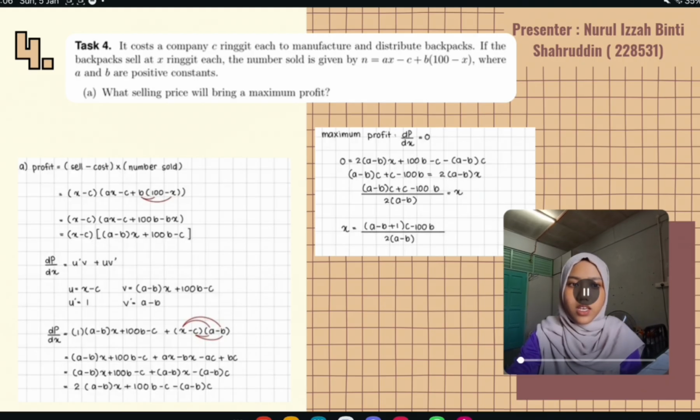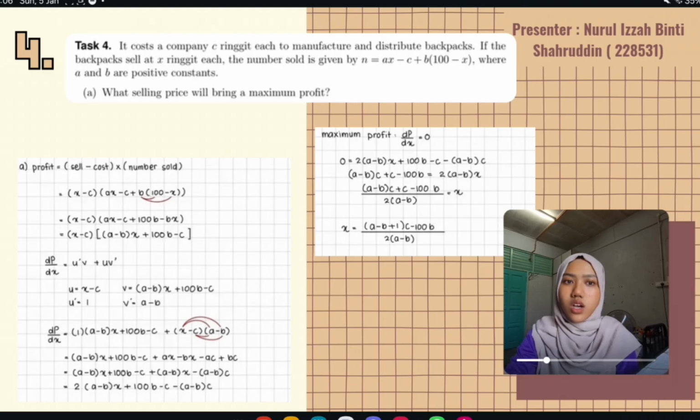For question A, what selling price will bring the maximum profit? First, we search for the profit, which is sell minus cost times number sold. So we put the equation, where selling price is x, cost is c, and number sold is the n given. We will get the equation (x minus c)(a minus bx plus 100b minus c).